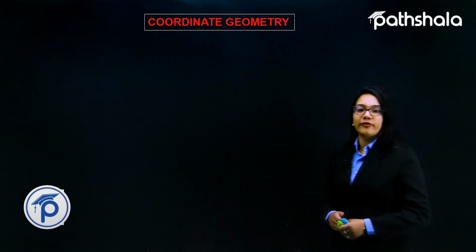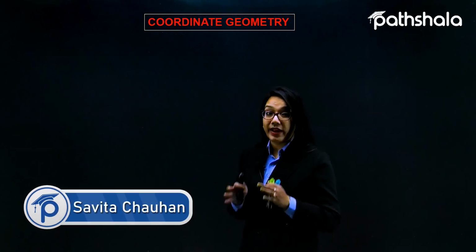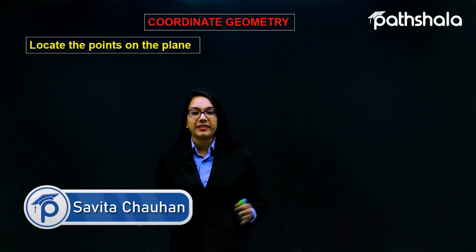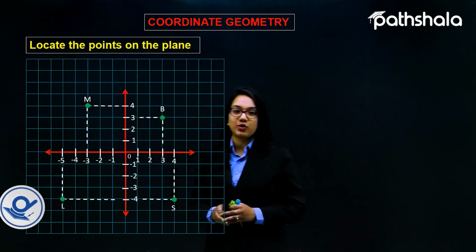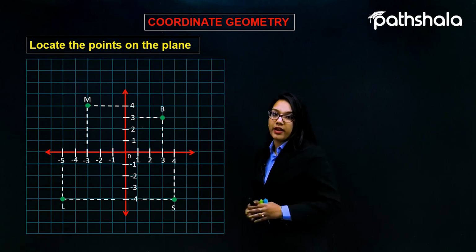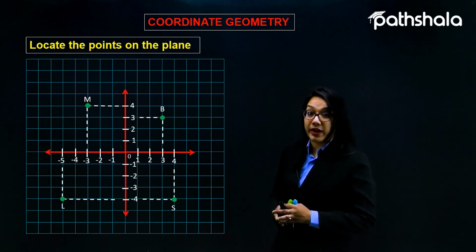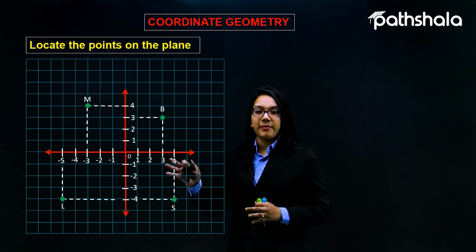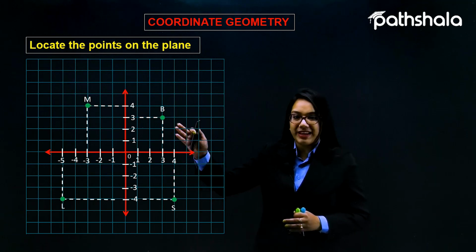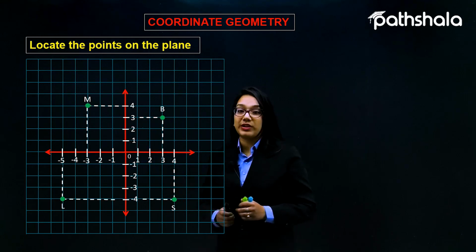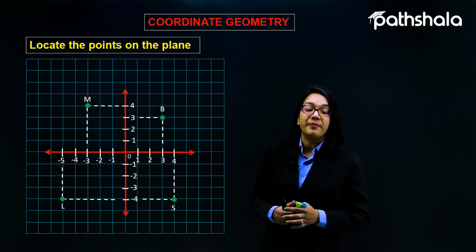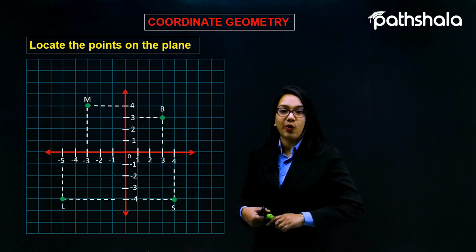Now let's move on further and locate some of the points on the plane. So let's see the question, which says locate the points on the plane. Let us suppose we have this particular XY plane and we want to locate all these points that are mentioned over here: the point B, the point S, the point L, as well as the point M. So let's find out the coordinates of all these points.